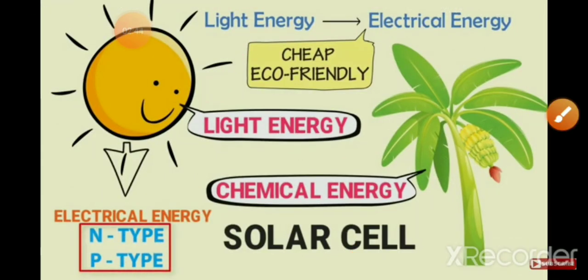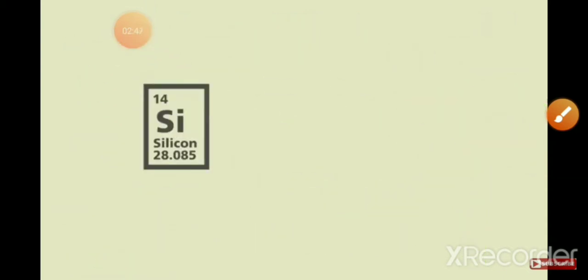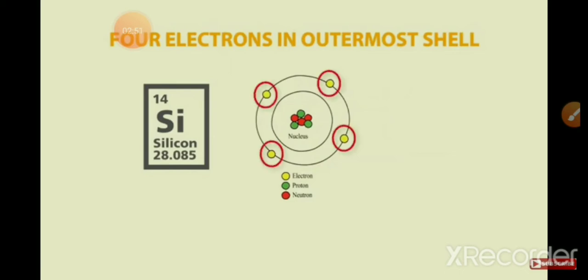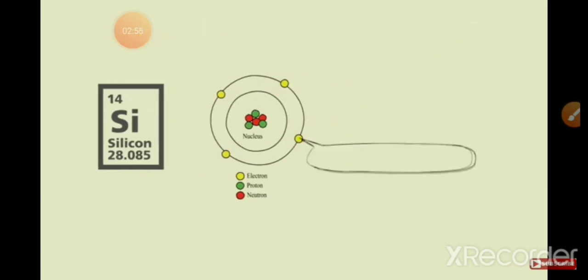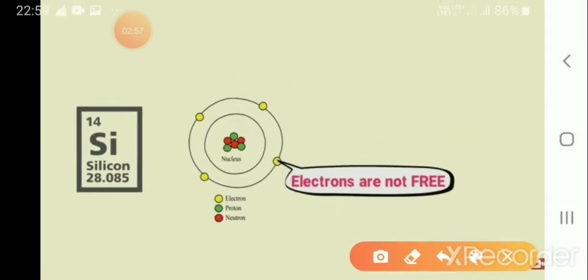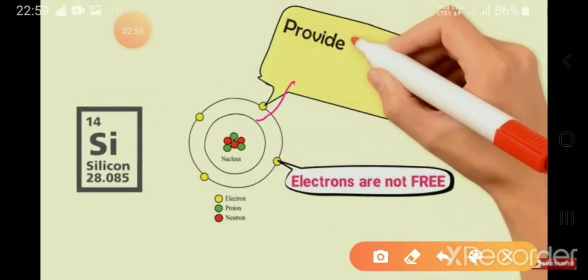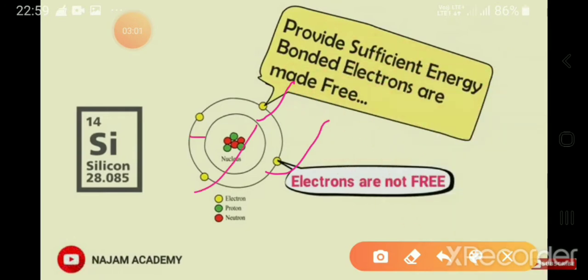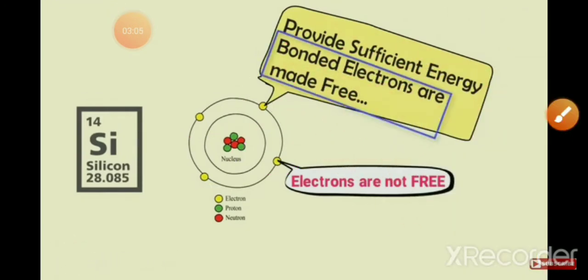Before that, we will study two types of doping, that is N doping and P doping. N means negative, P means positive. Here you can see, children, the structure of the silicon atom. Here 4 electrons are there, 1, 2, 3 and 4. These are known as valency electrons.